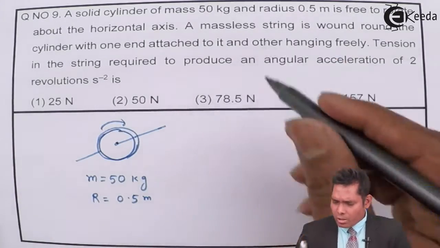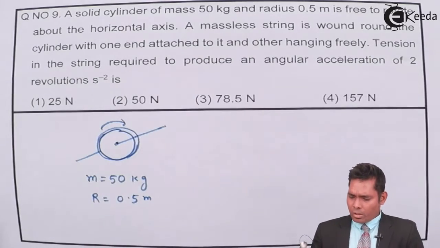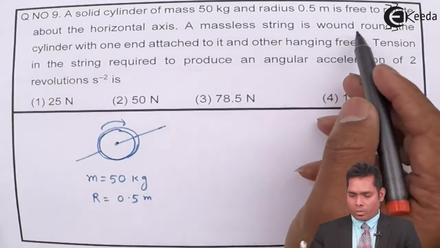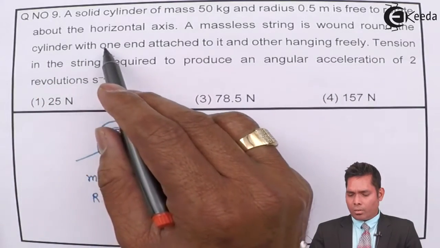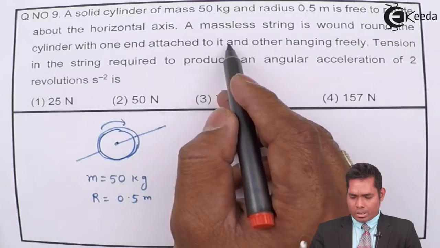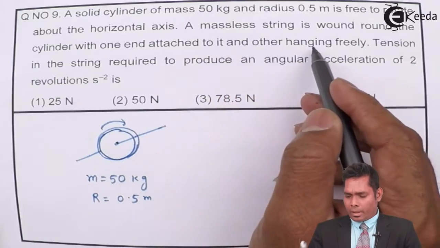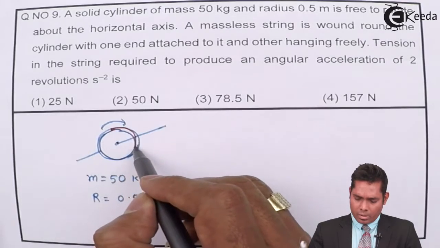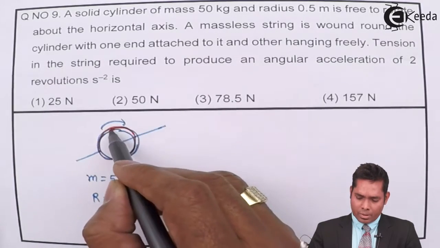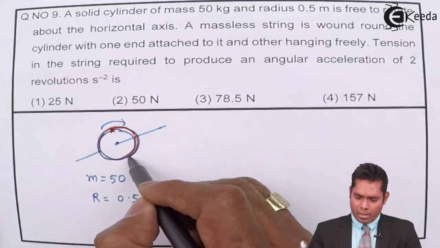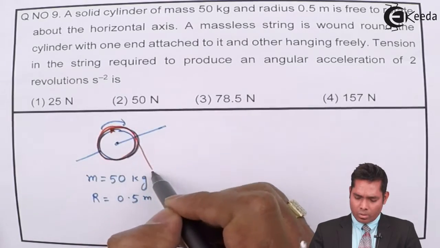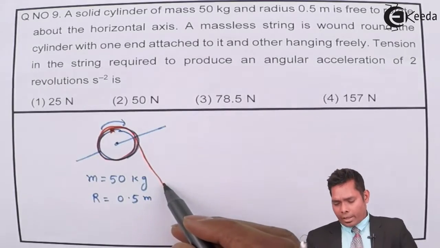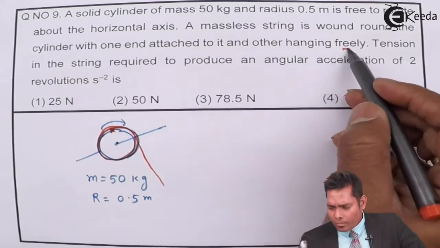A massless string is wound round the cylinder, with one end attached to it and the other hanging freely. So there is one end fixed to this, and so many turns, and it goes down. The other end of the string is hanging freely.